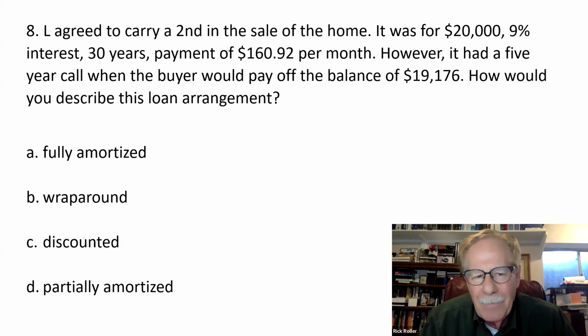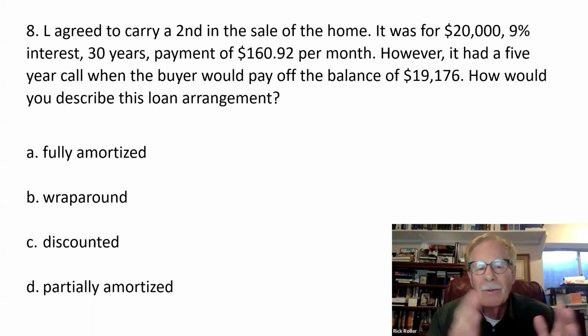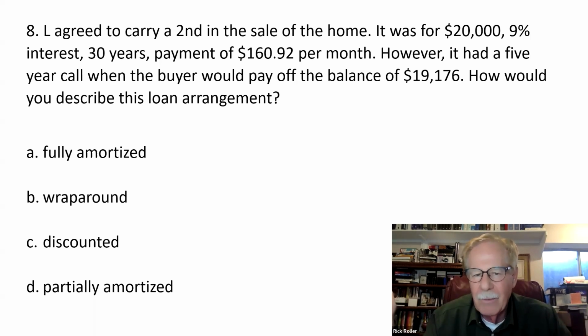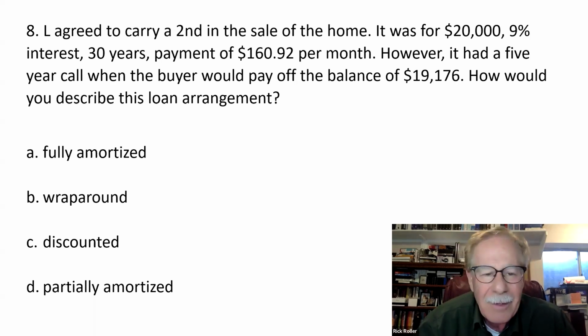Let's look at number 8, please. L agrees to carry a second in the sale of the home. It was for 20 grand, 9% interest, 30-year payment of $160.92 per month. However, it had a 5-year call. Now, a call is after the 60th payment, or during the 60th payment, you have to pay that loan off. So even though it was amortized over 30 years, there was a 5-year call, which means you're only getting a 60-month loan. But hey, that's still 5 years. So you could either refinance or sell the property or pay it off.